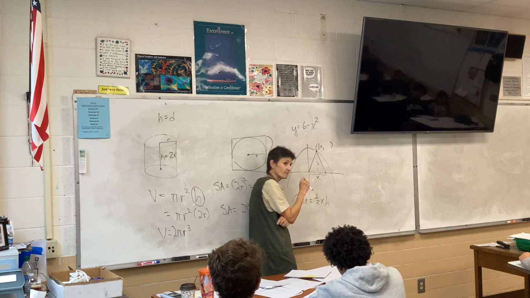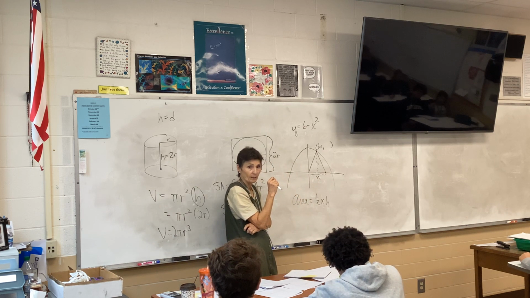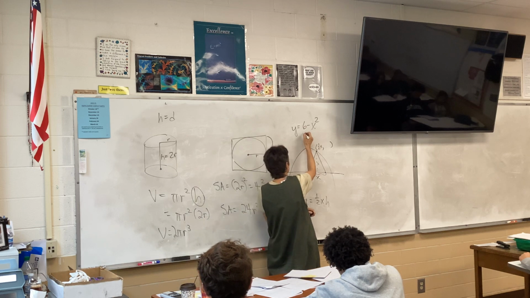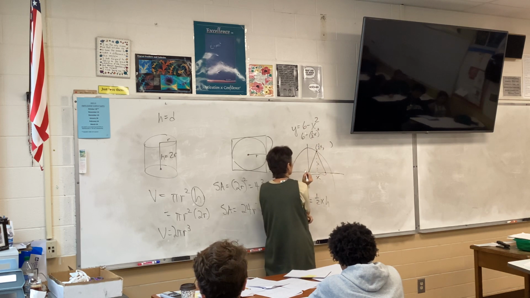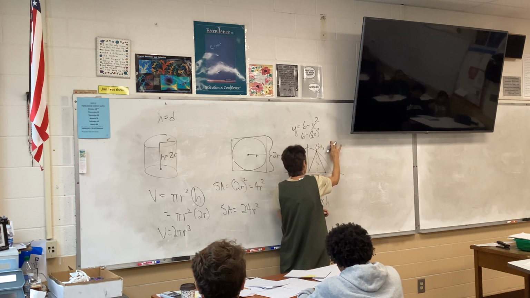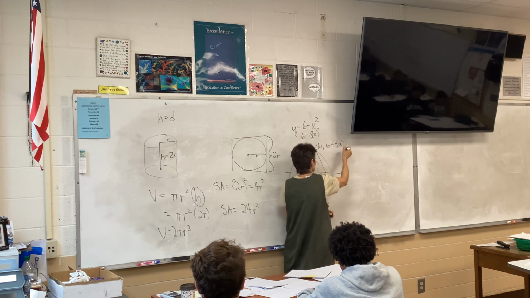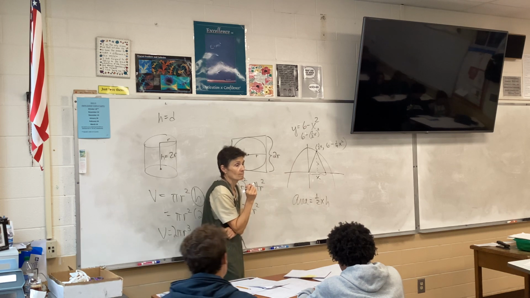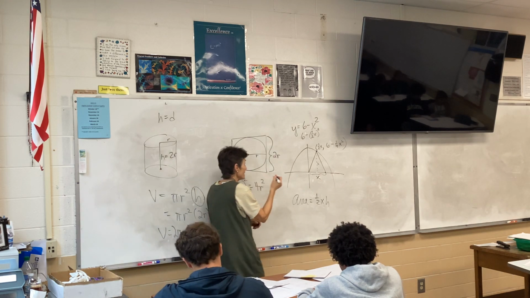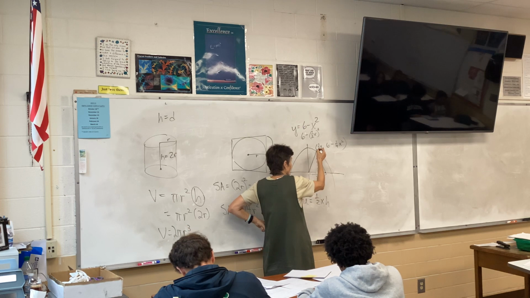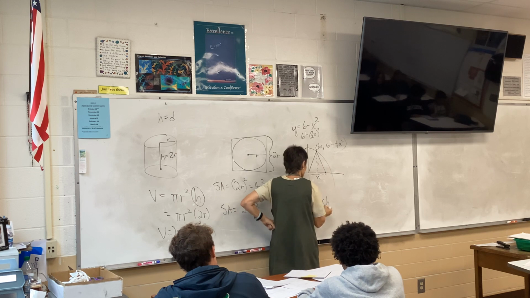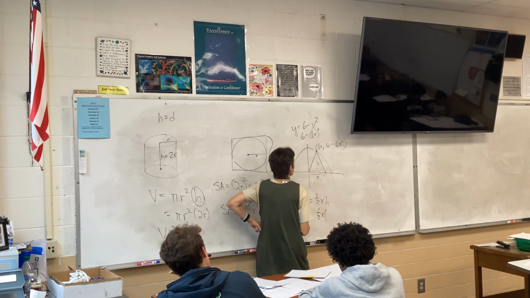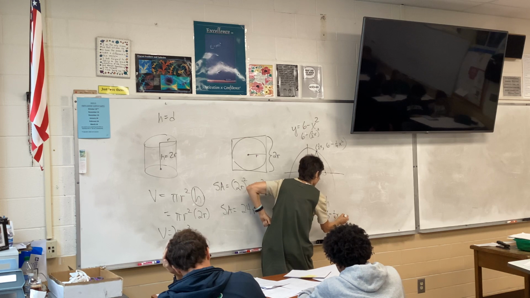How did you tell me I was gonna find the y? Plug it in. So my y coordinate is 6 minus (1/2 x) squared. So that y coordinate is going to be 6 minus 1/4 x squared. Which means, what's the height of my triangle? Isn't my height the y coordinate? Yeah. So my height is 6 minus 1/4 x squared.